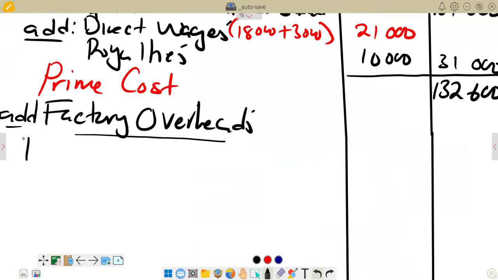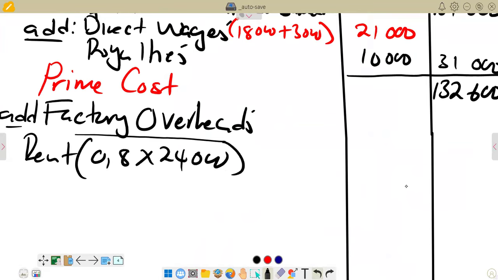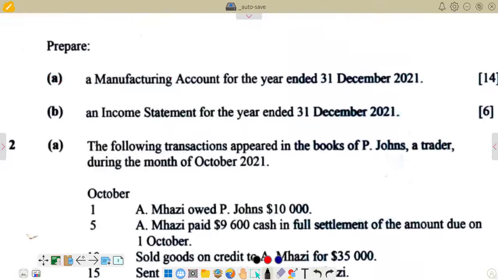So here now we are saying rent. In the brackets, just summarize the working, we are saying 0.8 times 24,000. And obviously, the answer is going to come in this column, whereby we are saying 19,200. Then we can go back to check any other factory overhead that we have in the question after rent.